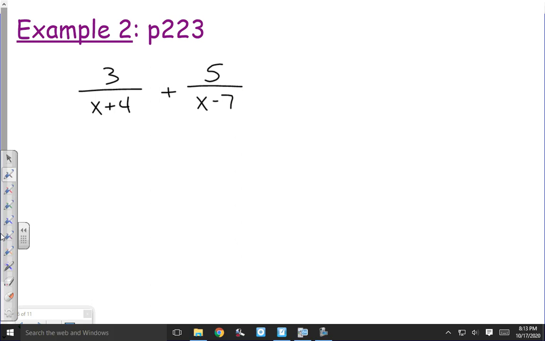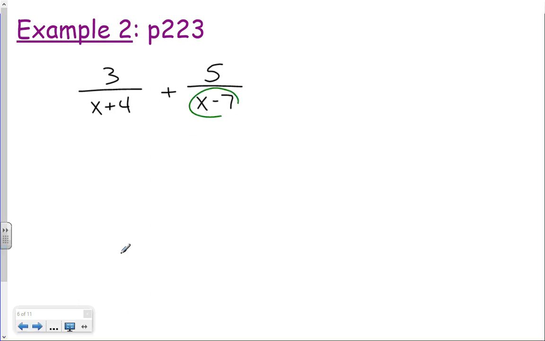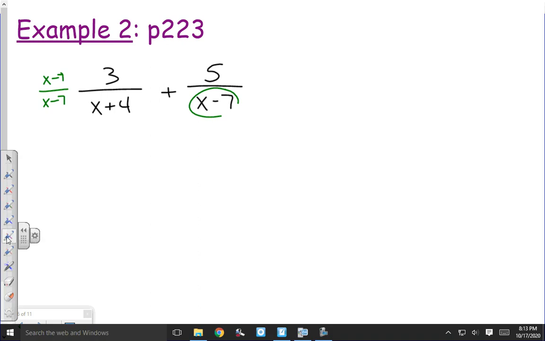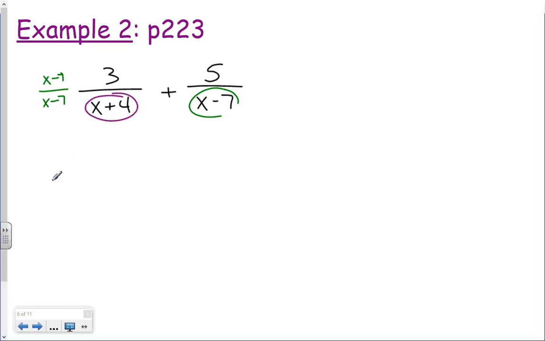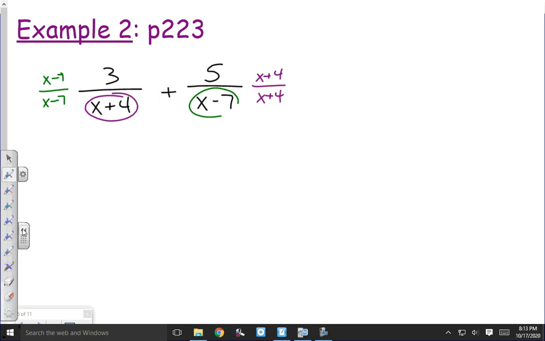All right, so again, we got to multiply by a clever form of 1. So I'm going to look at this denominator over here, and that's going to help me figure out what to multiply this first fraction by. I'm going to multiply by x minus 7 over x minus 7. And then I'm going to look at the other denominator here, x plus 4, and that's going to tell me to multiply this fraction by x plus 4 over x plus 4. That's how we pick the clever form of 1 in order to get a common denominator.